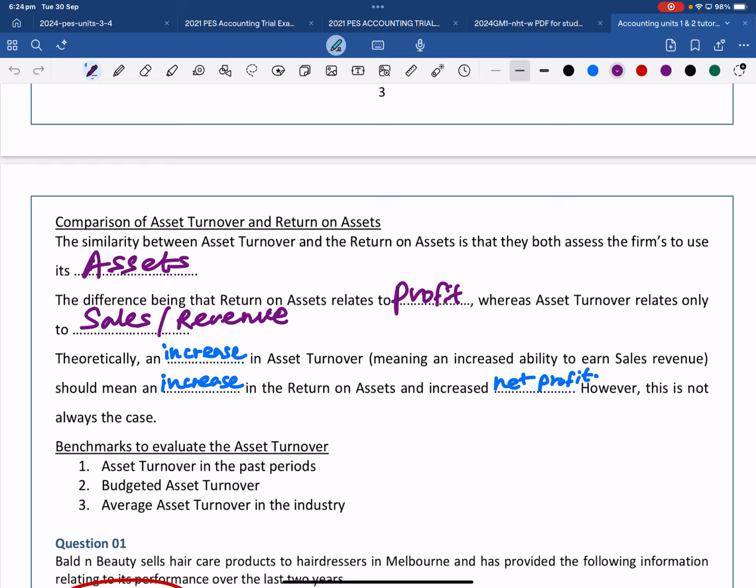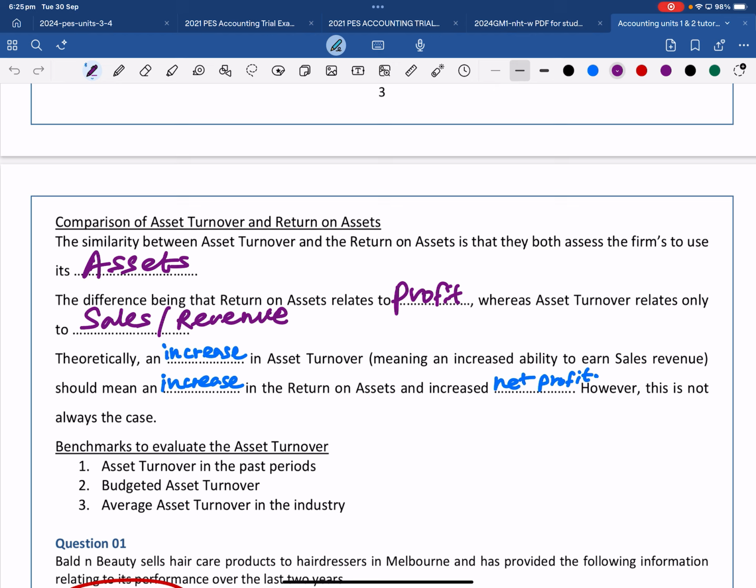That means we are using our assets very effectively, efficiently, productively to generate sales. So when our ability to generate revenue increases, theoretically what does it mean? It should mean that our net profit also should increase, yes. Don't you feel it? However, guys, that is not always the case. Merely increasing the net sales doesn't necessarily mean we are increasing net profit.